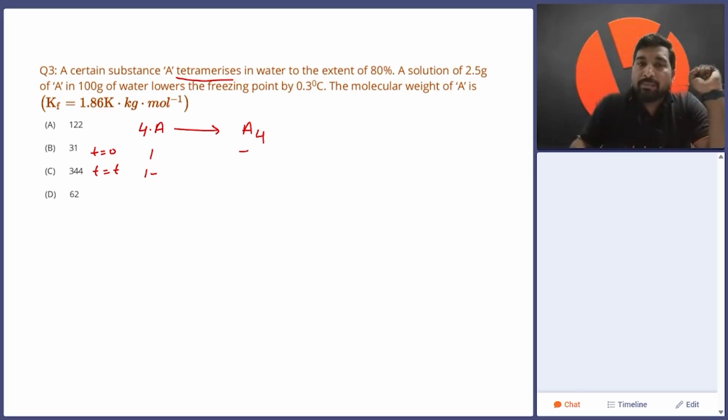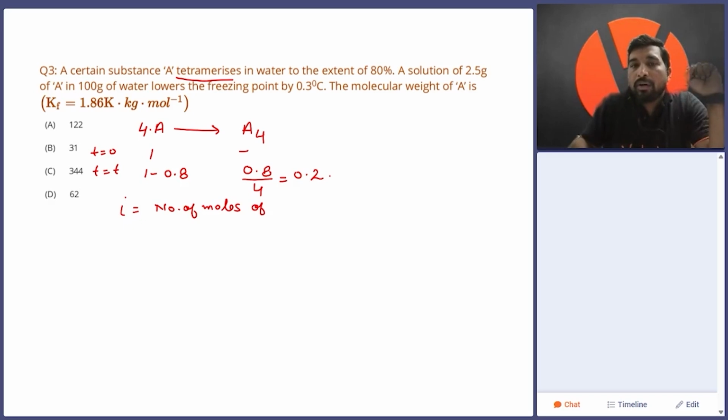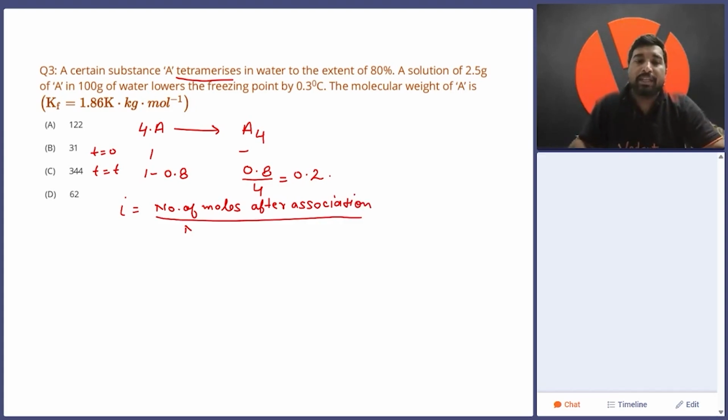So what will happen? 80% means 0.8. So how much A4 will form? 0.8 divided by 4, that will equal 0.2. So first we have to find out the i. What is i here? i is the number of moles after association divided by the number of moles initially taken.